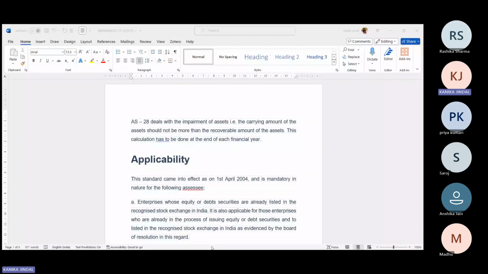Is the screen visible to everyone? Is the screen visible?